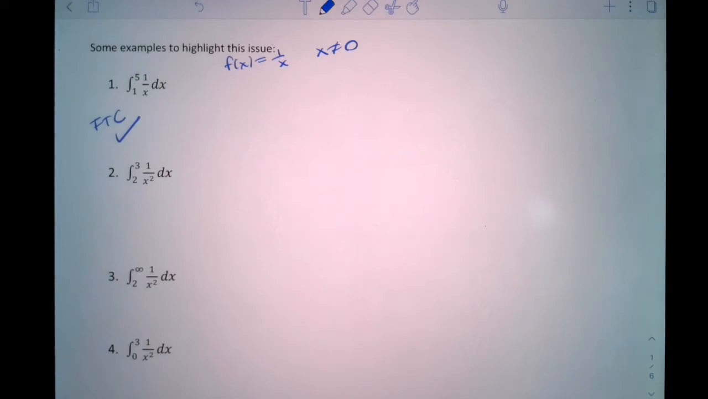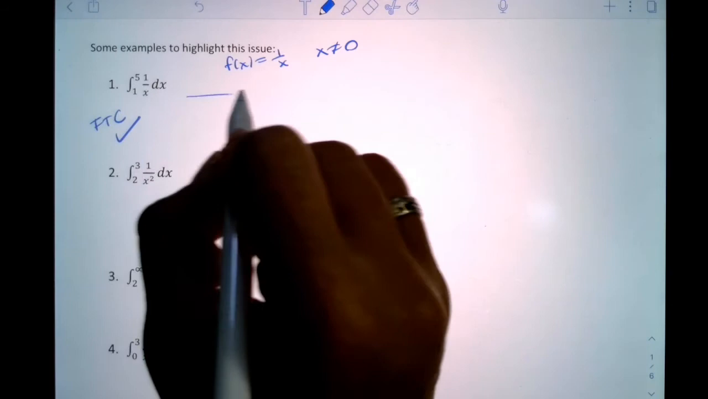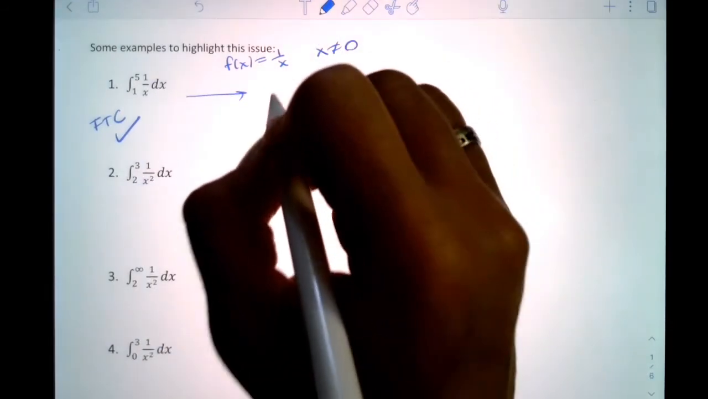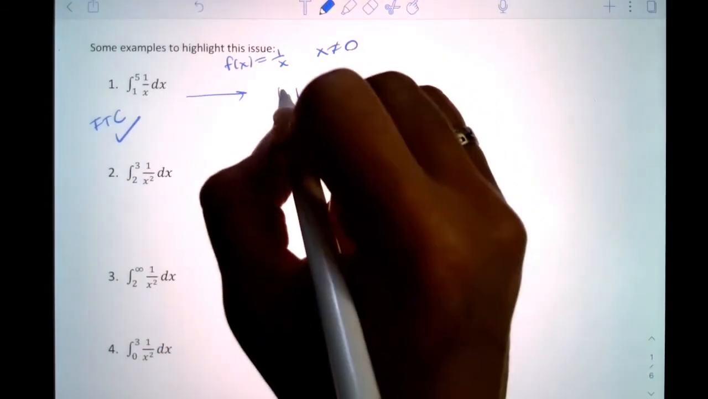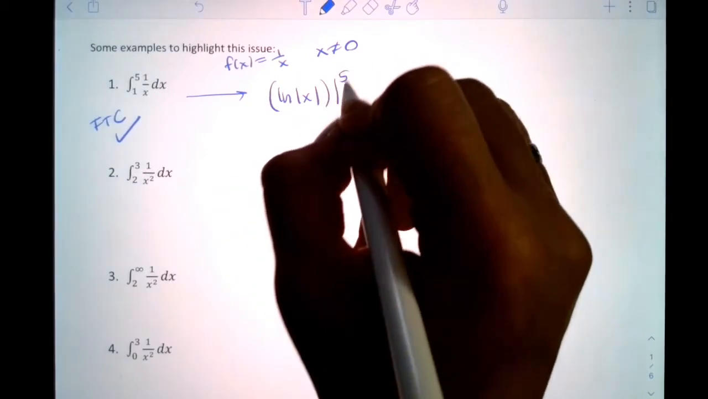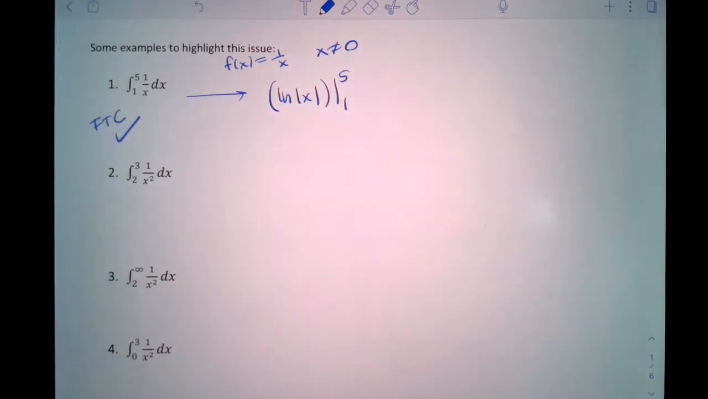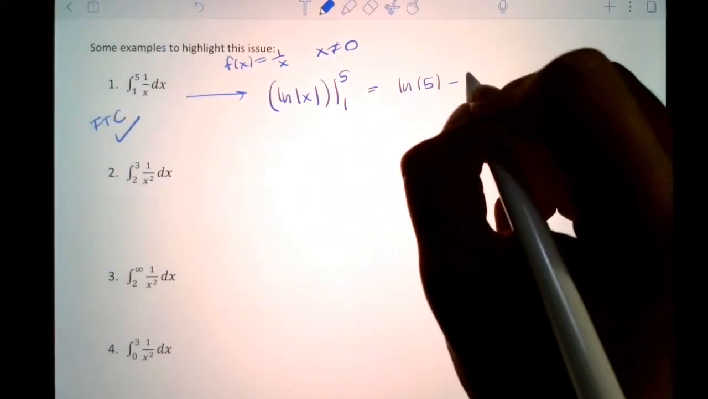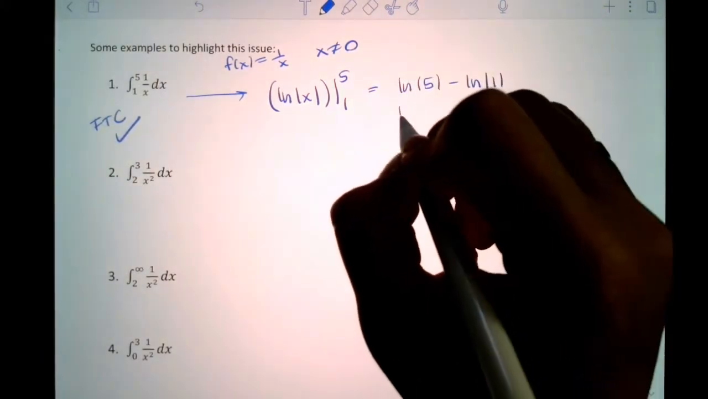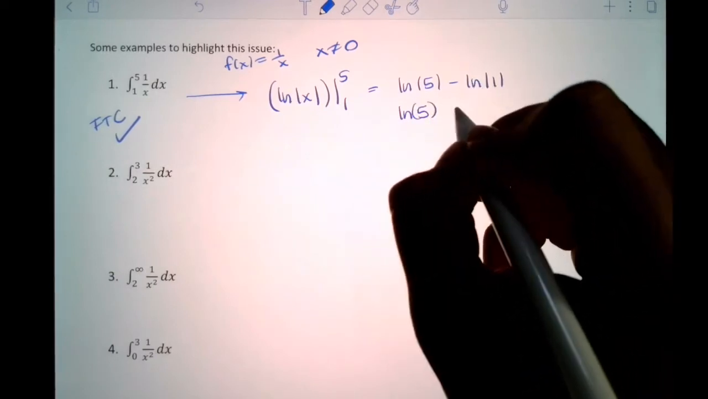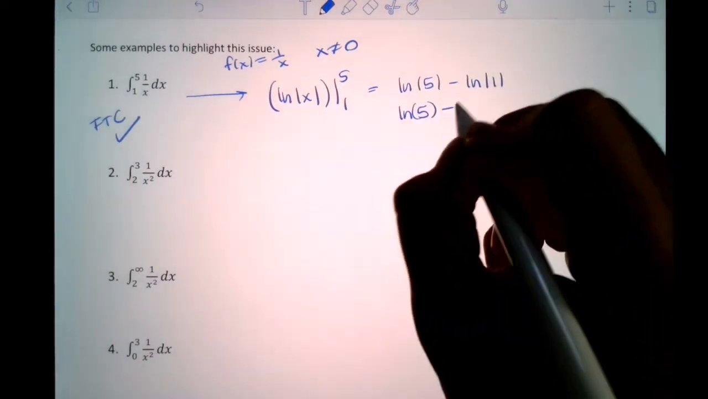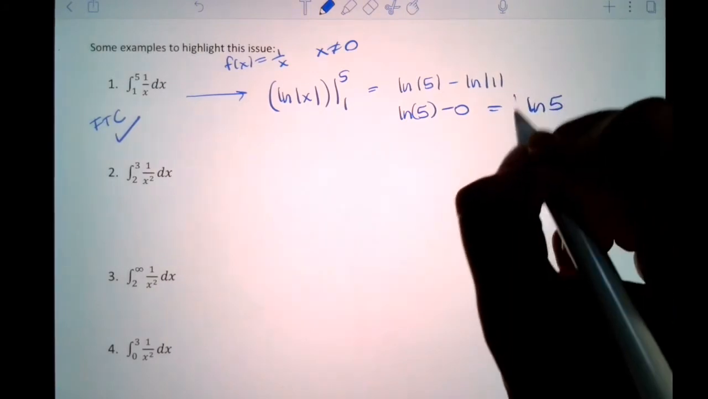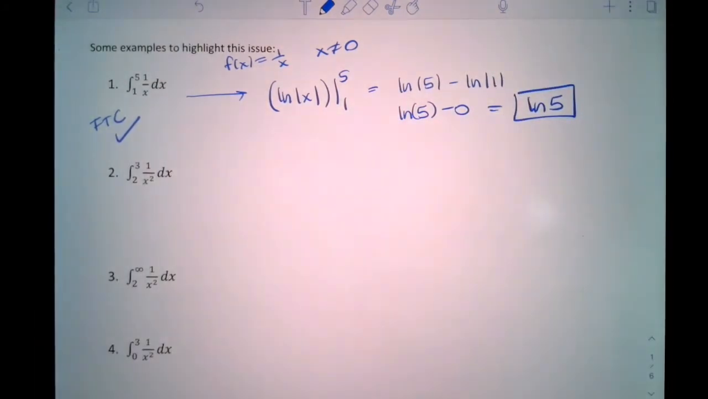So anyway, let's go ahead and evaluate it because we should be able to do that. I know that my antiderivative is the natural log of the absolute value of x. I'm just going to evaluate that at 5 and 1, and I'm well on my way to getting my numerical answer. The natural log of 5 is some value. Natural log of 1 I know is 0, so there's the value of your definite integral. It's the natural log of 5. Everything was okay with those conditions.